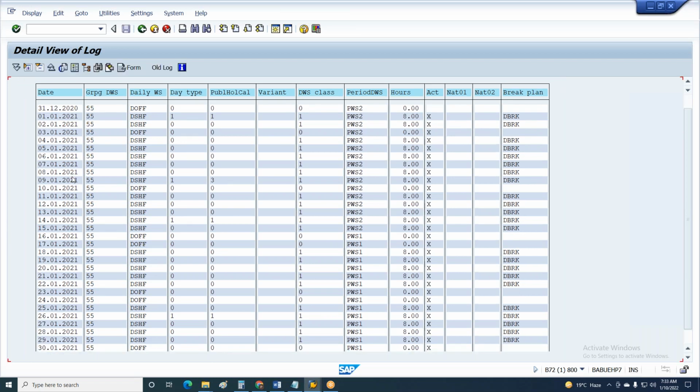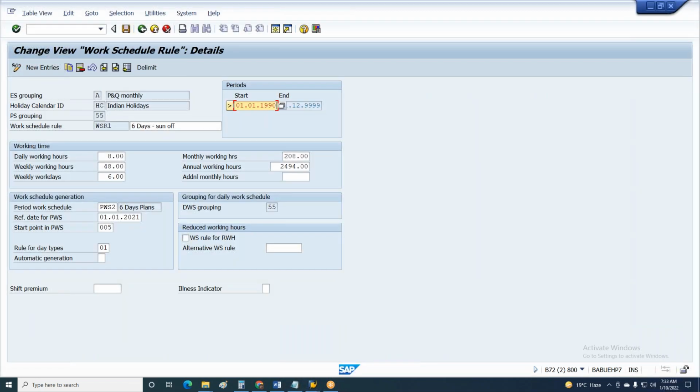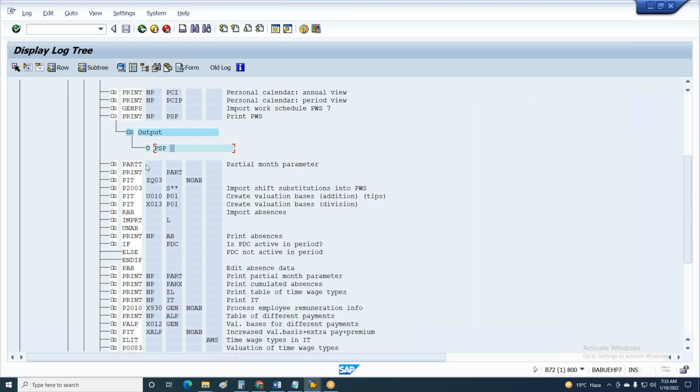So you see 1 to 15, there are 3 holiday classes. Earlier I told you it is counted based on the day type. It is based on holiday class. Holiday class 1, 3, 1. There are 3 holiday classes 1 to 15.